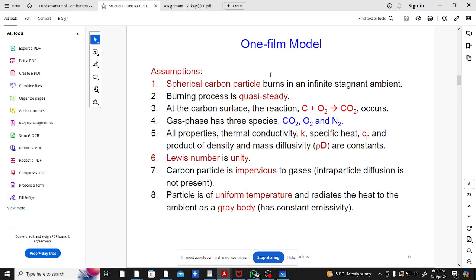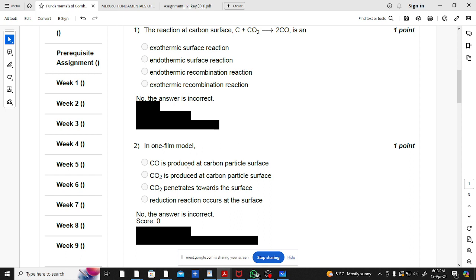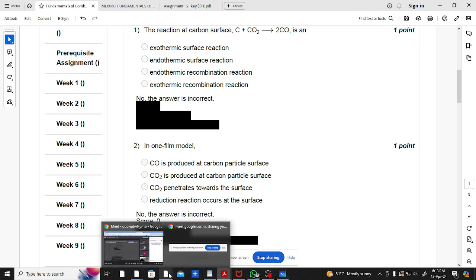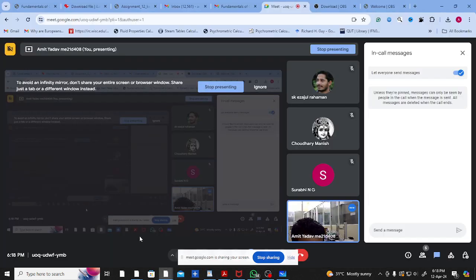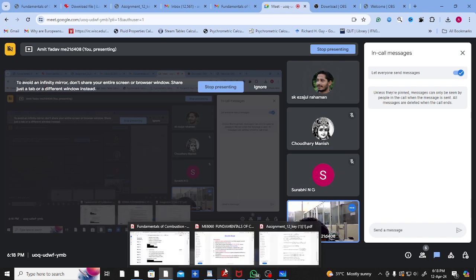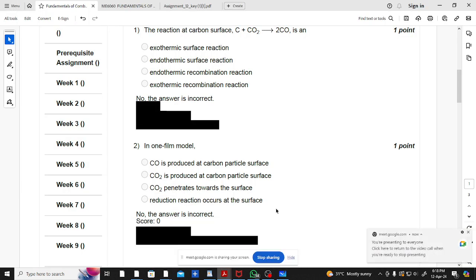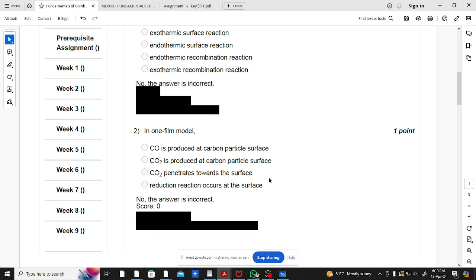See, this is one film model. At the carbon surface, the reaction is carbon plus O2 gives CO2. So can you answer this question now? Izadul Rahman, are you there? Yes, sir. So can you answer this question? It says CO2 is produced at the carbon particle surface.